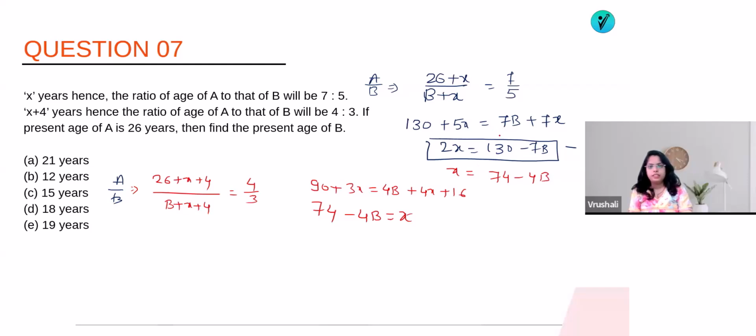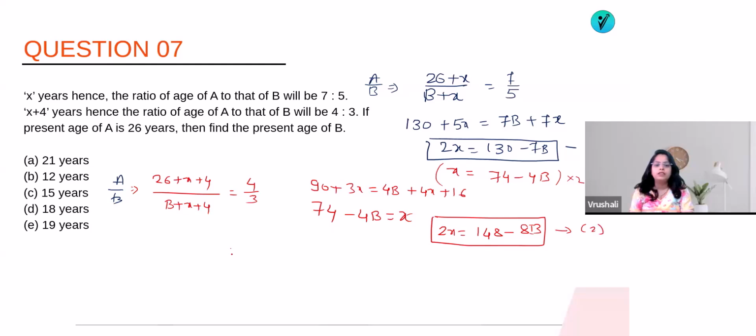So if I have to solve this equation, I will multiply this equation with 2. So I will get the equation number 2, that is 2x is equal to 74 2 times, 7 2s are 14, 148 minus 8b. Now this is my equation number 2. So if I subtract 2 minus 1, what will you get? 2x will get cancelled. 148 minus 130, that means 18 is equal to b. So b will be equal to 18. That is option number D will be the answer.